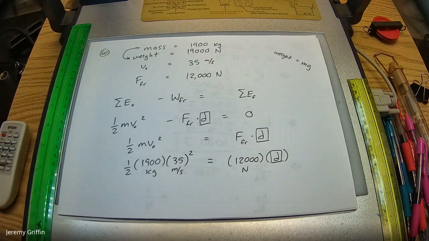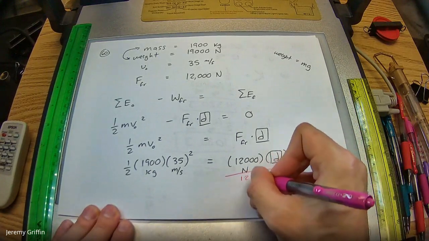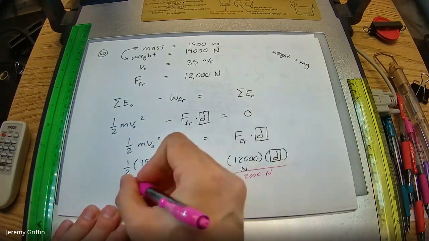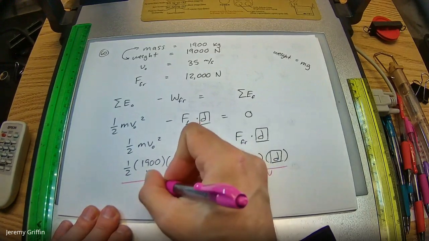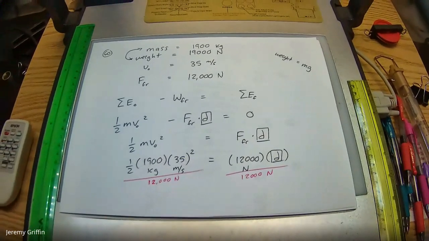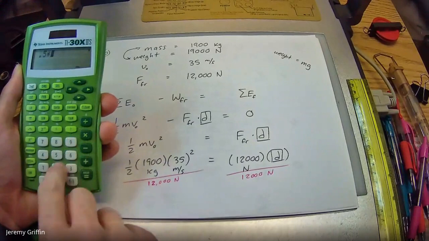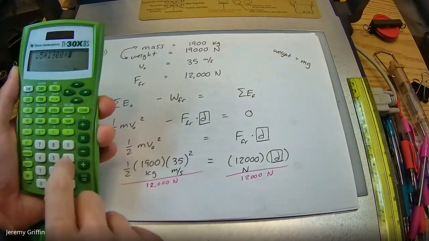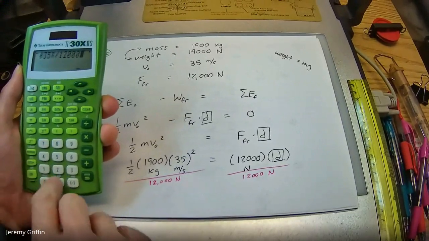Is that right? Okay, so it looks like there's only one algebra step, and that's to divide both sides by 12,000 newtons. Let's see that. Right. So what is all this stuff? What is 1/2 times 1900 kilograms times 35 meters per second being squared? I'll divide by 12,000 newtons.